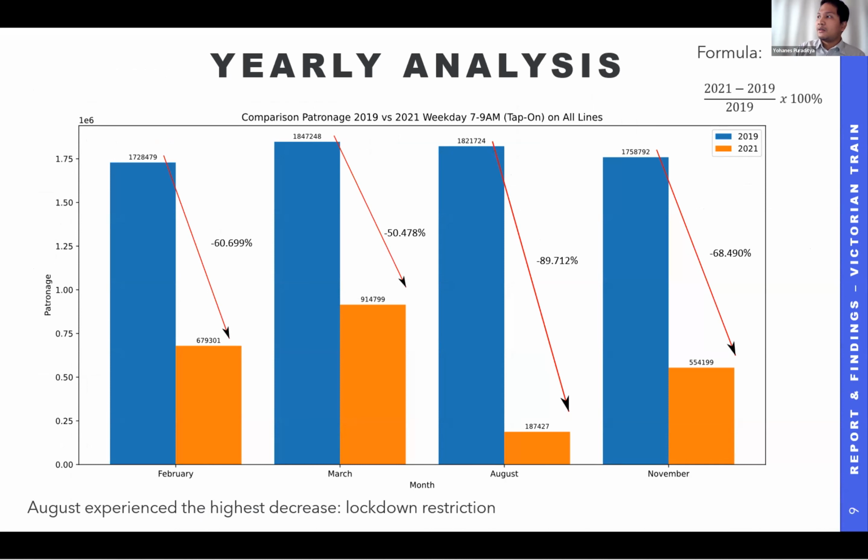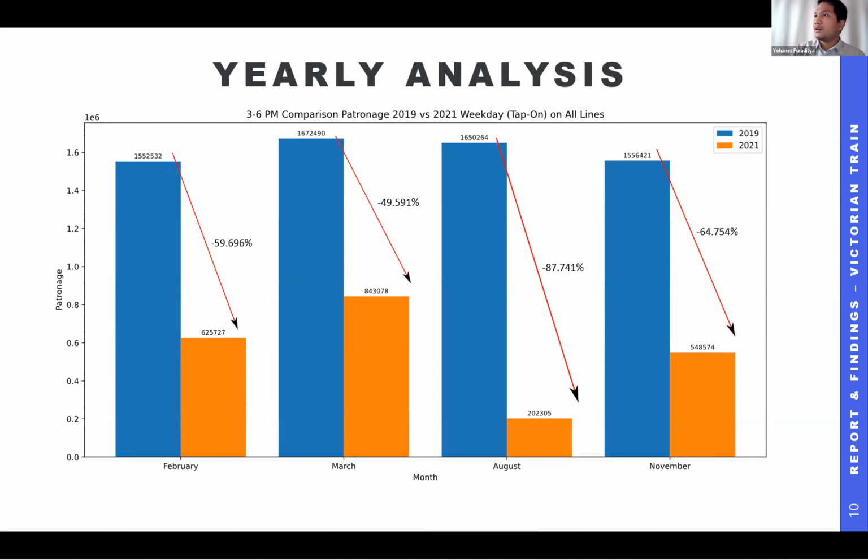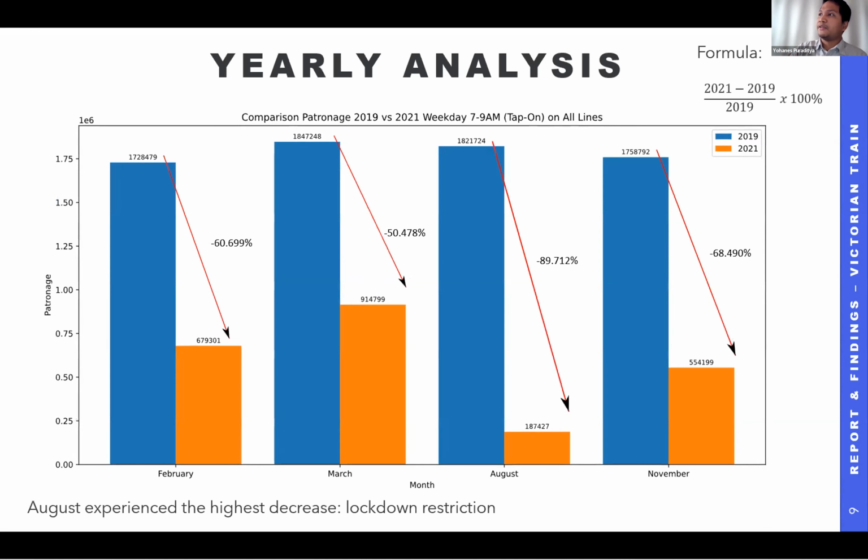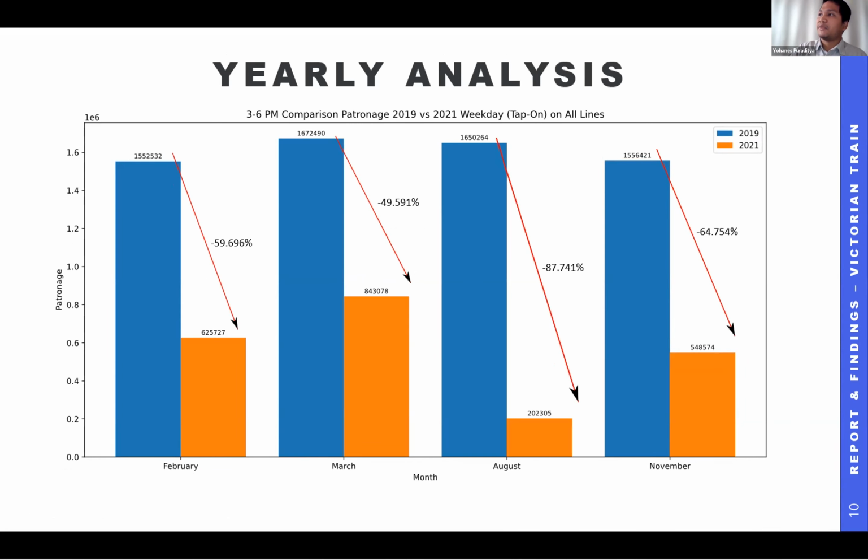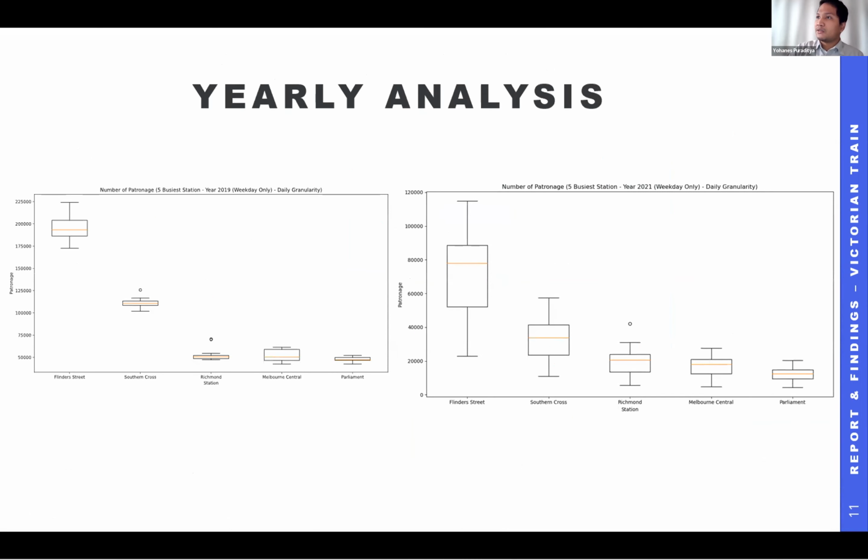capacity, most of all because of maybe COVID and another situation, from the sample drop around 60% and more. Especially on this PM peak, the decrease is a little bit different from EM and PM. So I think it's a little bit lower than the EM. So this is the number of patronage, the yearly analysis.